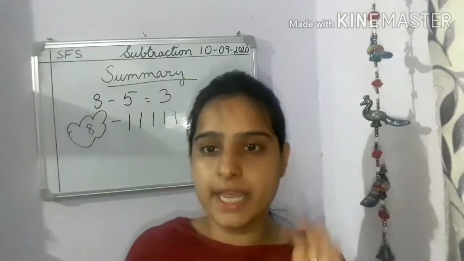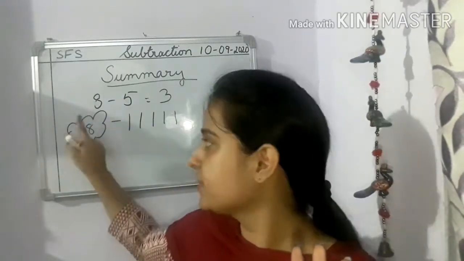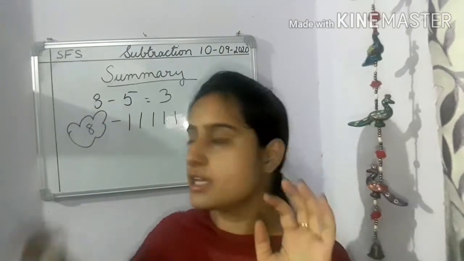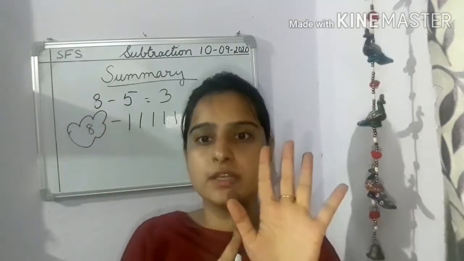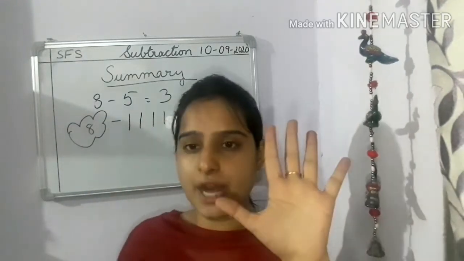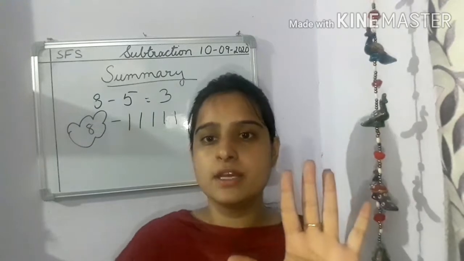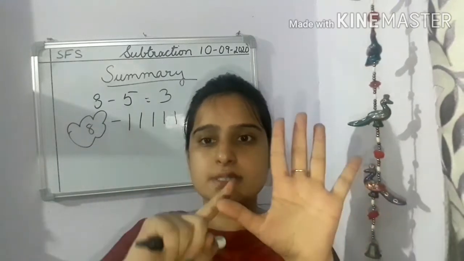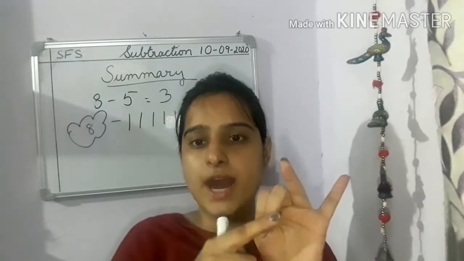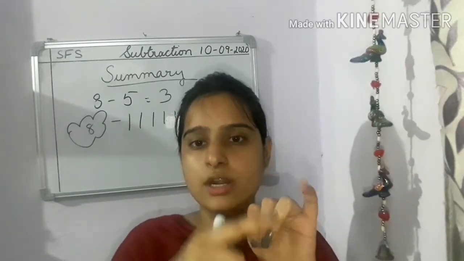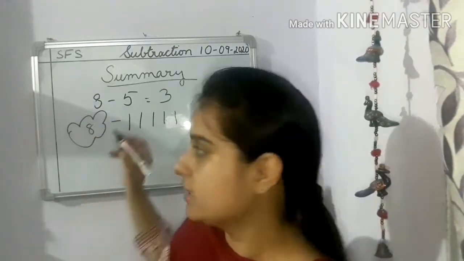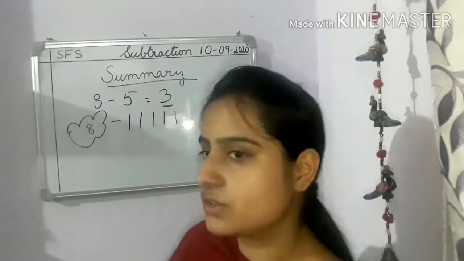You can do it again with me, children. Keep 8 in your mind. Open 5 fingers. The smaller number should be opened in the fingers, children. So the smaller number is what? 5. So we will open 5 fingers. Okay. So before 8 what comes? 7, 6, 5, 4, 3. So where does it stop? 3. So the difference is 3.